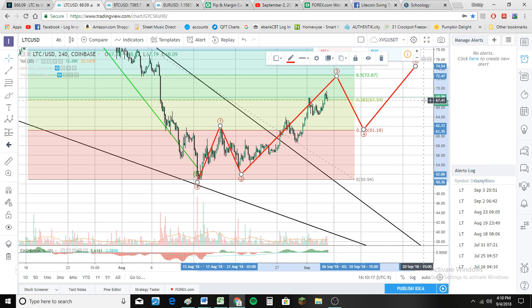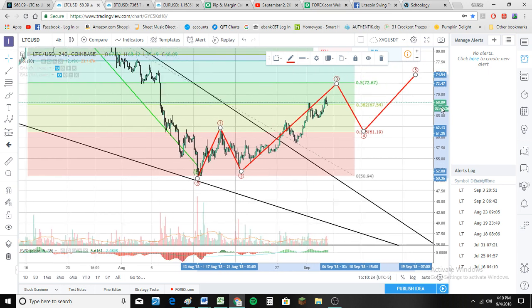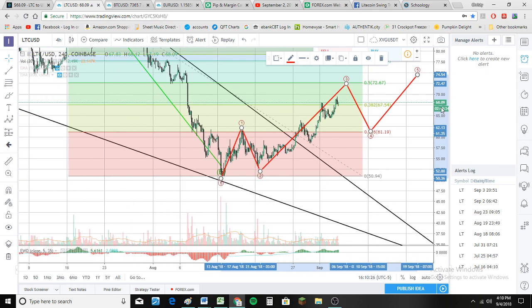And this is the first wave, really the one wave of the first impulse. But that one wave is divided up into 5 subwaves. So is that a possibility? Well, it certainly is. So why am I thinking this maybe instead of the ABC?